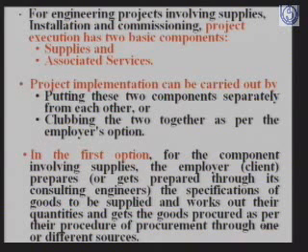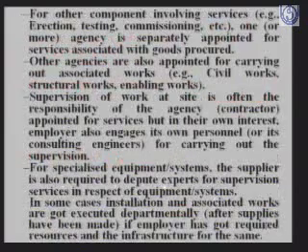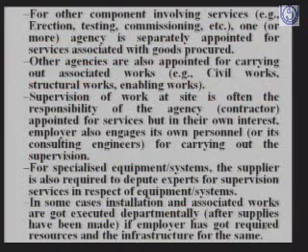For the first option, the employer prepares, or gets prepared through its consulting agents, the specification of the goods to be supplied, works out their quantities, and gets the goods procured as per the procedure of procurement through one or more suppliers. And for the other component, he gives the work to somebody else, and that somebody else executes it for him. Other agencies are appointed for carrying out the civil works, structural works, cabling, etc.